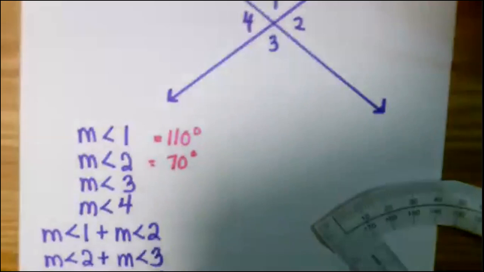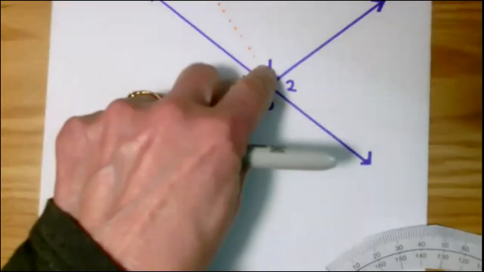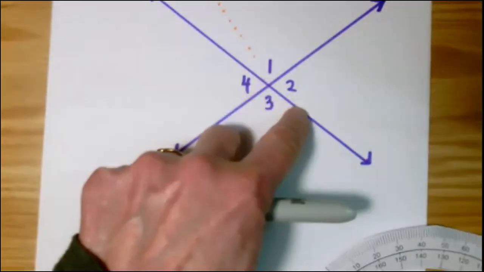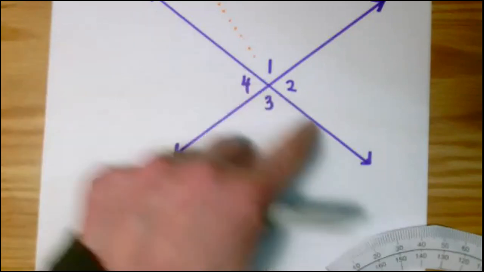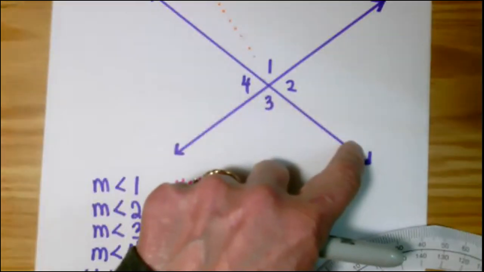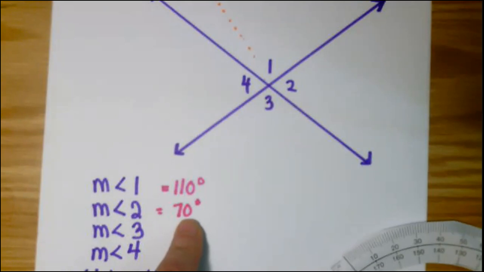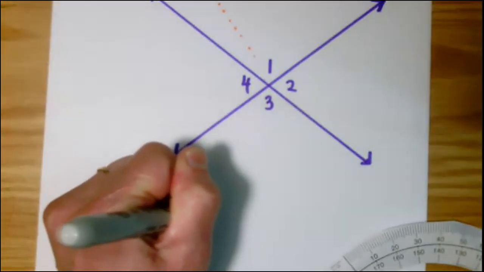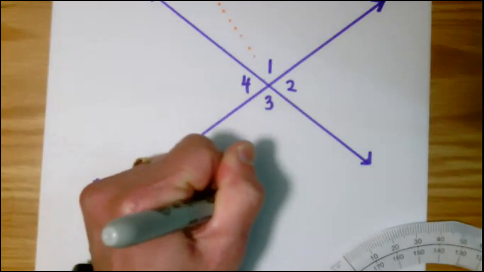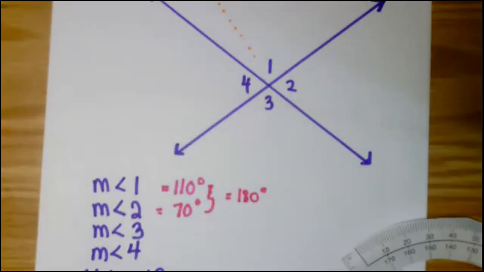And that goes along with our total, right? Angle 1 and angle 2 are adjacent and they're on a line, so they have to equal 180. So does 110 plus 70 equal 180? Yes. Together they equal 180 degrees. So we know we measured it right with our protractor.